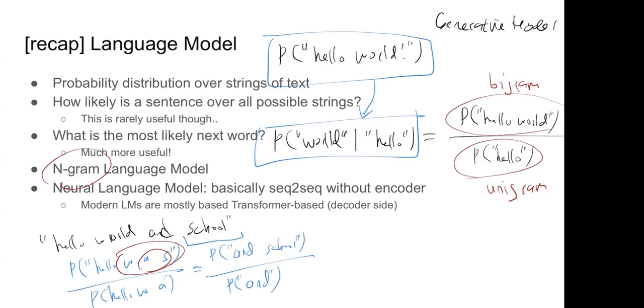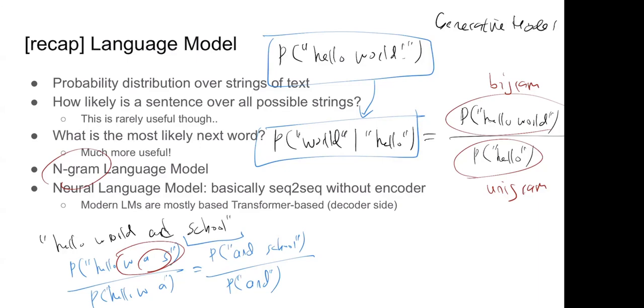So that was the most basic way to approach a language model problem, especially before neural networks. And this was very powerful. It's actually still powerful for many applications because it's very fast and very simple. You just need to count how many times "and" and "school" appear together among all possible bigrams in the training data. That's how you compute the probability.